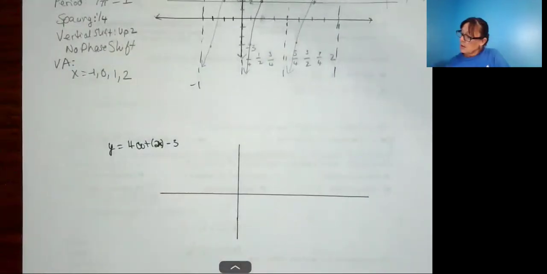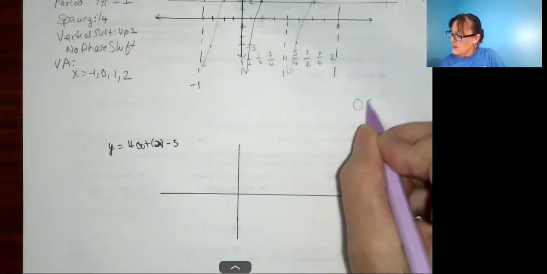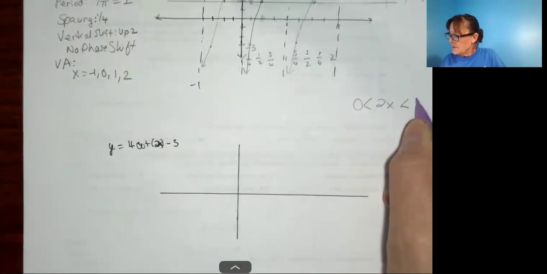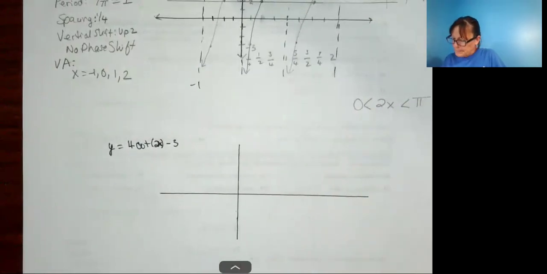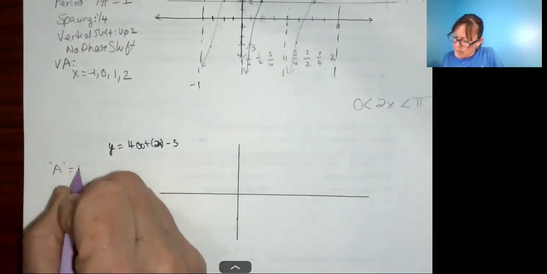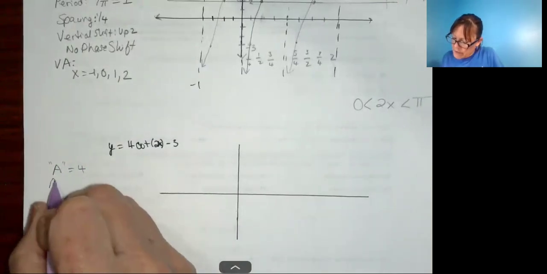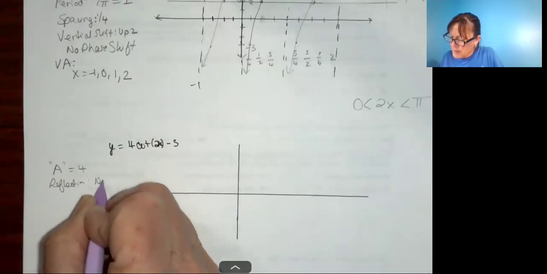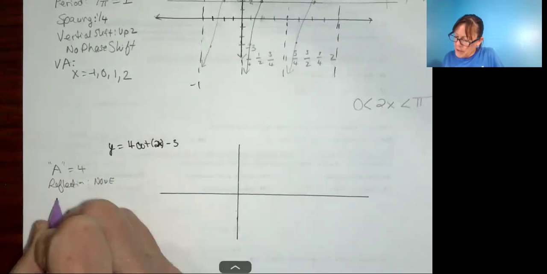I am going to do it here again. 0, 2x, pi. This is its normal pattern. What is the value of a? It is a 4. Is there a reflection? No, none. The value of b is 2.